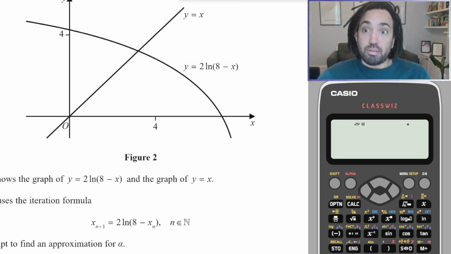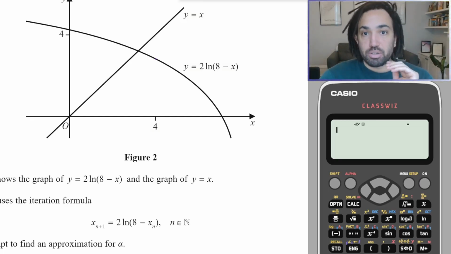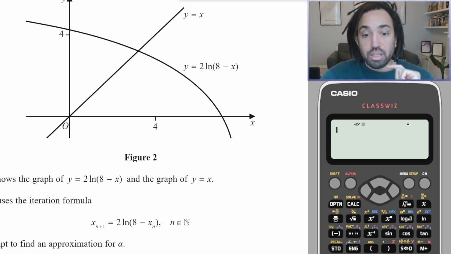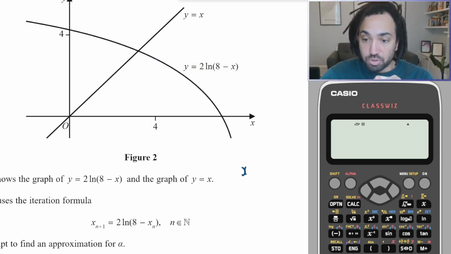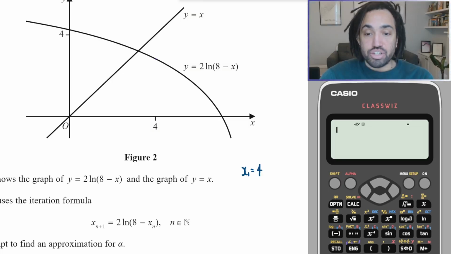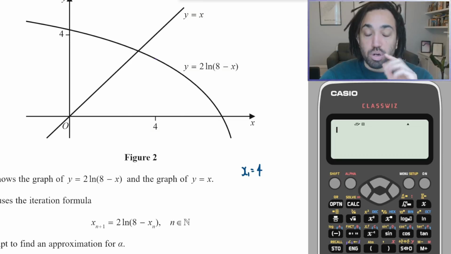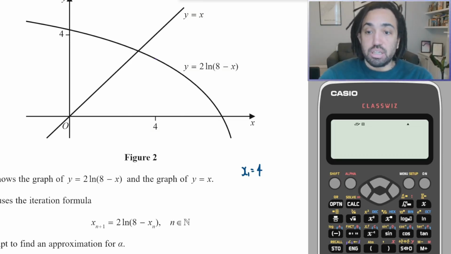I'm recording this post completing the paper, and I wanted to re-record this particular part because I didn't feel like I explained it very well, and I want to do a better job of it right now. So this question is basically asking you to start at x equals 4 and show on the graph how it will converge upon alpha, or whether it will do. Well, I know it does.